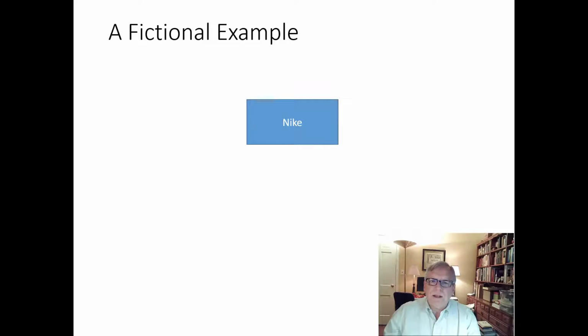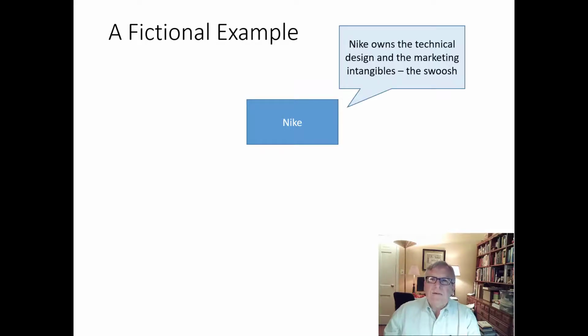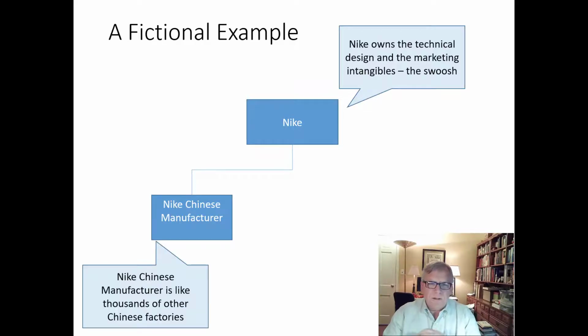We've got Nike at the top of this chain, right? Now, Nike, as we've said, owns the technology, designs, the patents, the marketing tangibles, the swoosh, everything. Now, where do the shoes actually get made? Well, in all likelihood, Nike has got a manufacturer, let's assume it's in China, and the Nike Chinese manufacturer is like thousands of other Chinese factories out there making product that are selling them on to Nike. So the product is going to move from Nike Chinese manufacturer to Nike.